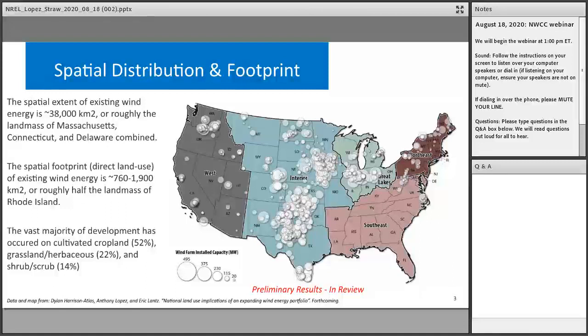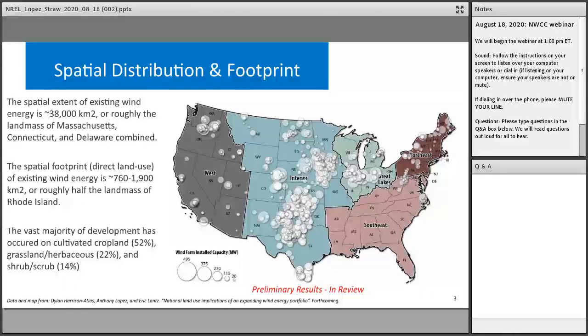However, the direct land use or footprint of wind power is around 2 to 5%, meaning there is roughly about 1,900 square kilometers of direct land use. Of this, 52% is located on cultivated cropland, 22% on grassland, and 14% on shrubland. And as you can see on the map, there is a spatial distribution to this wind deployment.